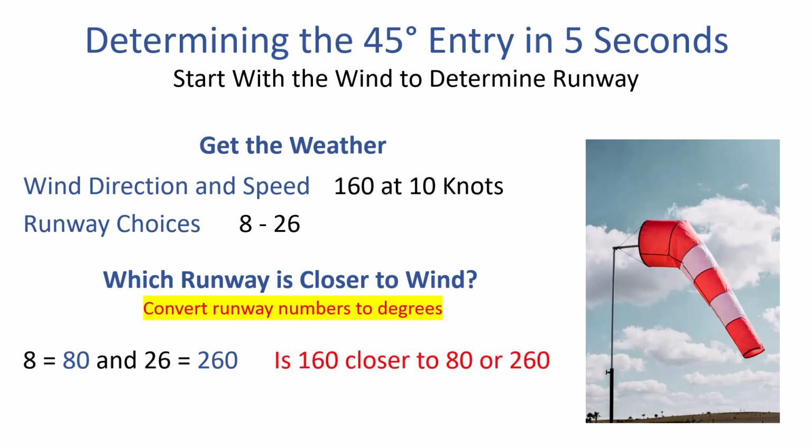now you just have to ask yourself, is the 160 degree wind direction closer to 80 or 260? You can see that 160 and 260 are 100 degrees apart, and 80 and 160 are 80 degrees apart. So obviously the winds are aligned more with runway 8. That makes it easier. If you think of it as a number, what's closer to 2, 5 or 3? You can easily tell me 3 is closer. That's all you have to do with the runway numbers.